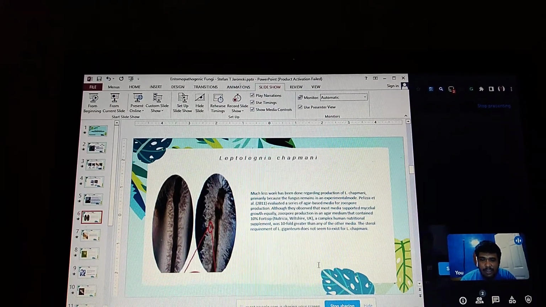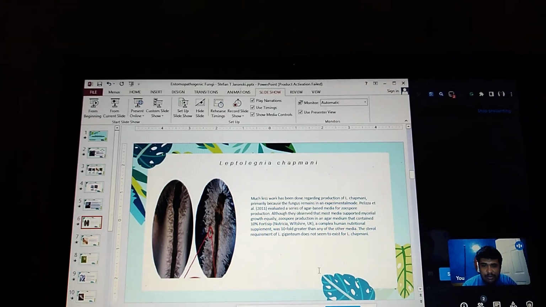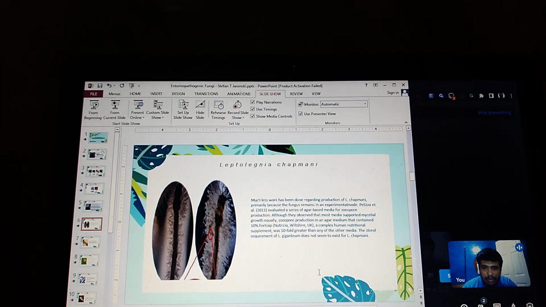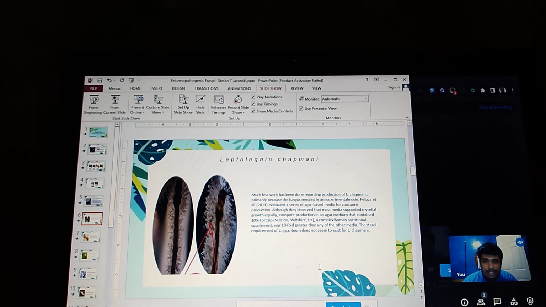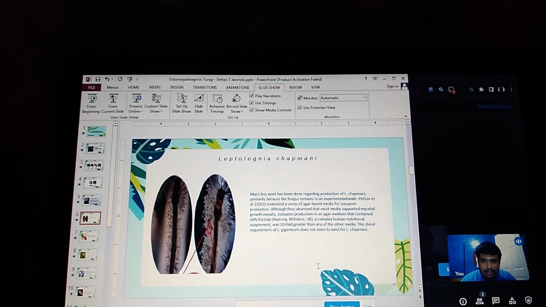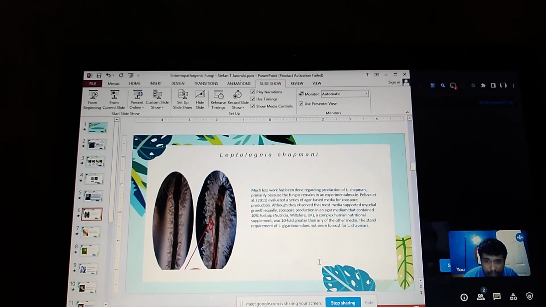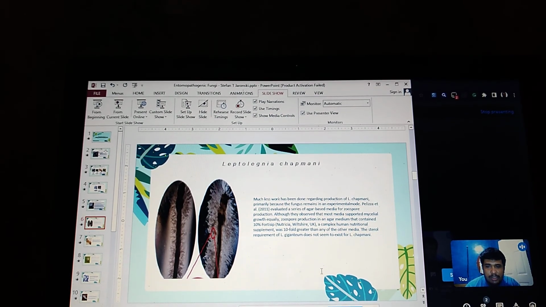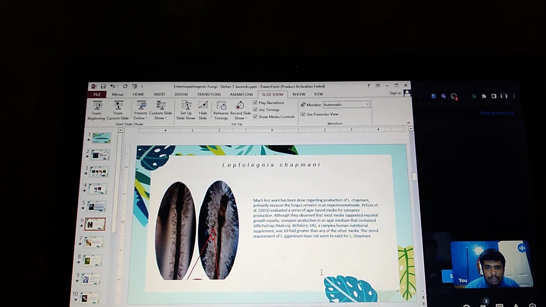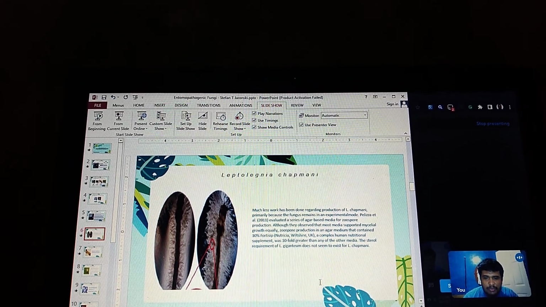For Leptolegnia chapmanii, much less work has been done, primarily because the fungus remains in the experimental mode. Pilisa et al. evaluated a series of agar-based media for zoospore production, although they observed that most media supported mycelial growth equally. Zoospore production was best in agar medium containing 10% post-strip.